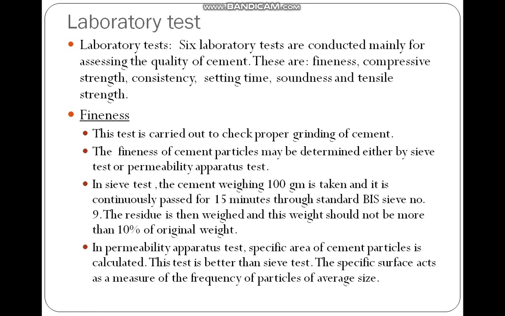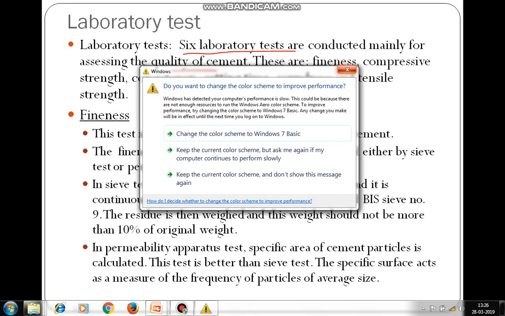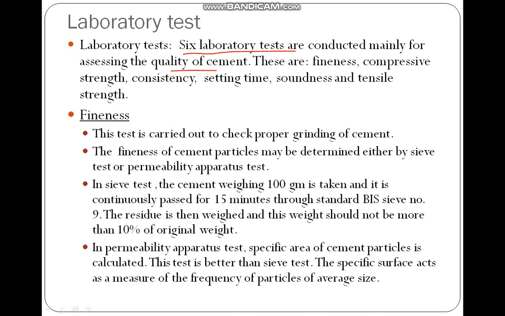The laboratory test has 6 tests for the quality of the cement. They are fineness, compression strength, consistency, setting time, soundness and tensile strength for assessing the quality of the cement. So the first one is fineness. This test is carried out to check proper grinding of the cement.